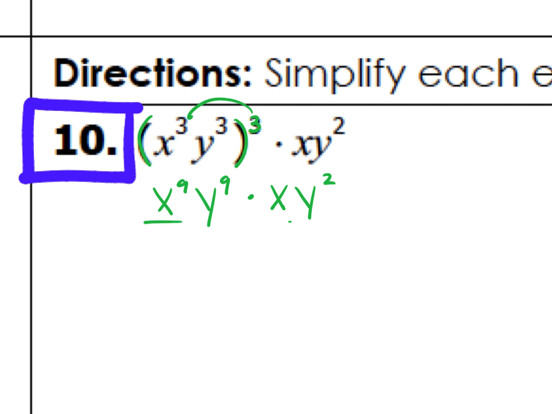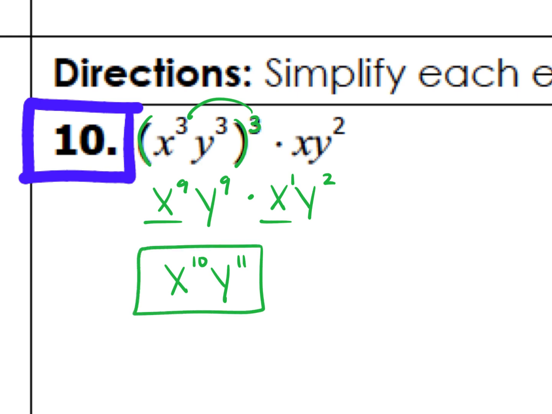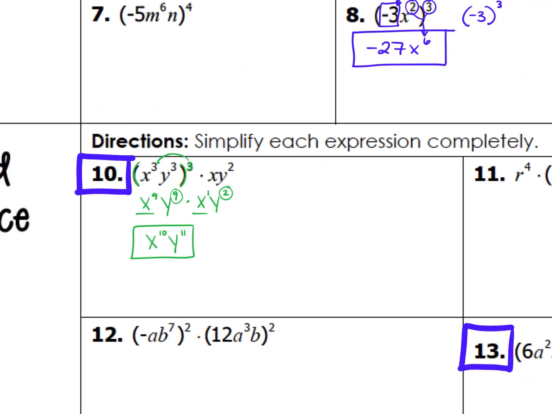Now you have the same base. So this is x to the 9th times x to the 1st. When they're the same base, it's not a power to a power anymore. So don't multiply them now. What do you do with them? You add them. X to the 10th, y to the 11th. And that's as simple as you can go. You can't combine your x and y because those are different. So you just leave it like that. Does that make sense? The y exponents, you add those together. Okay, go to number 13.